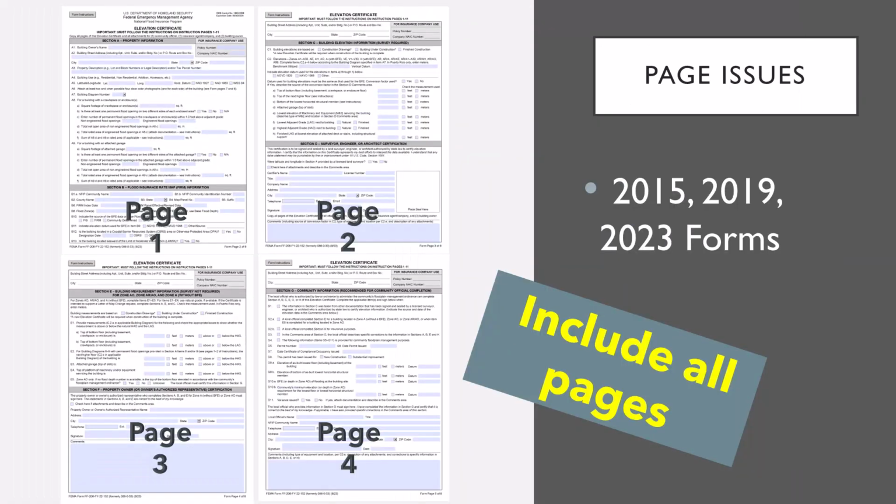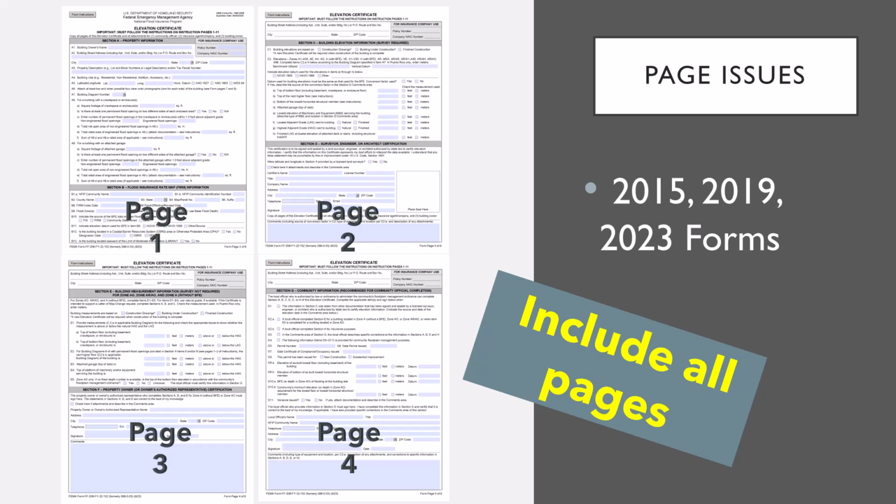Starting with the 2015 form and continuing through the 2019 and now 2023 form, the format expanded and the main part of the form is now 5 pages long. Since sections C and D are on page 2, you must always submit at least the first 2 pages. If you have a building in an unnumbered A zone with no BFE determined, or an AO zone, then you will have to submit page 3.